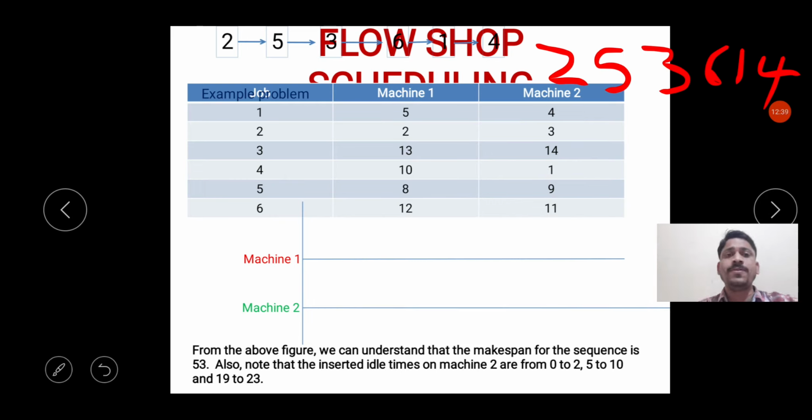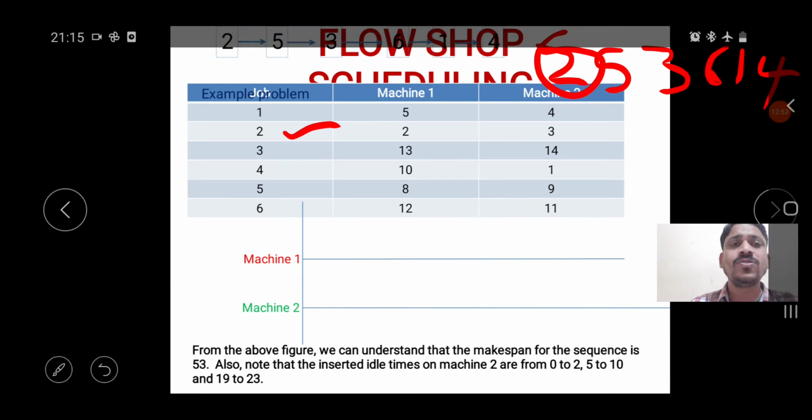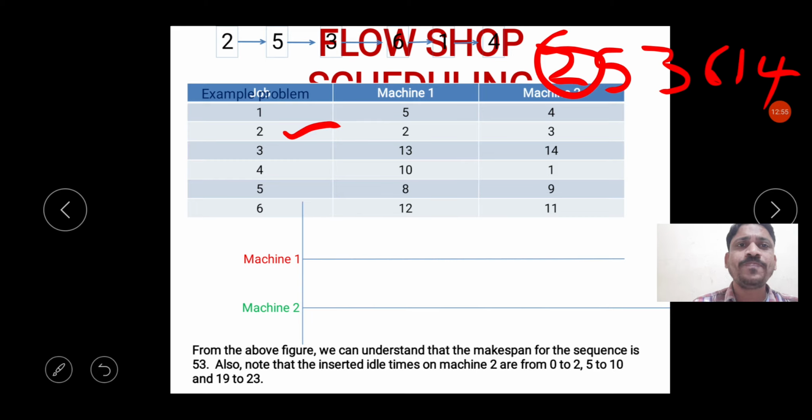So now the first job to be processed is job 2. First job to be processed is job 2 according to our sequence, right? So job 2 on machine 1 is to be processed for 2 hours.